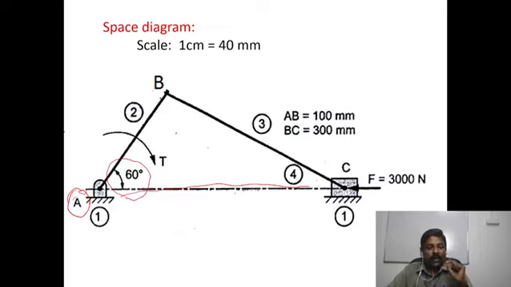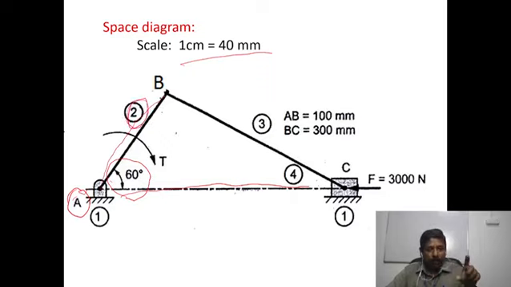So what is the length of the crank? Its original length is 100 mm, but our scale value is 1 centimeter equal to 40 mm. So the drawing length of this crank is 100 divided by 40, that is equal to 2.5 centimeter. At 60 degree angle with the line of stroke, we draw this line to represent the crank. So this is link 2.